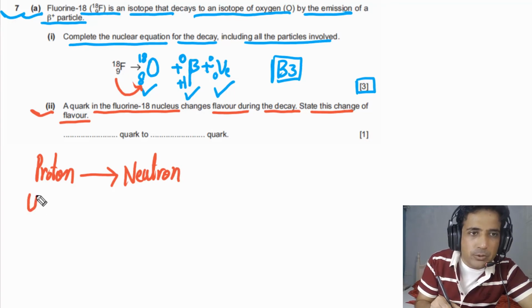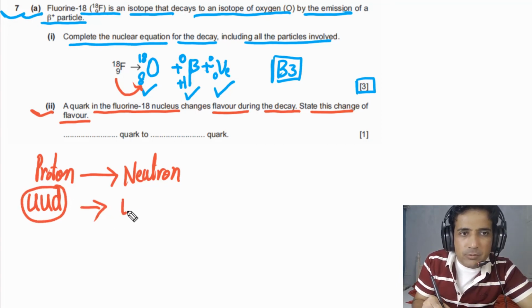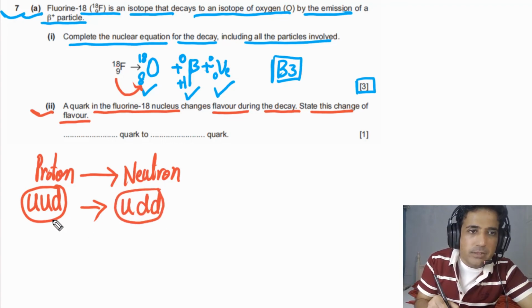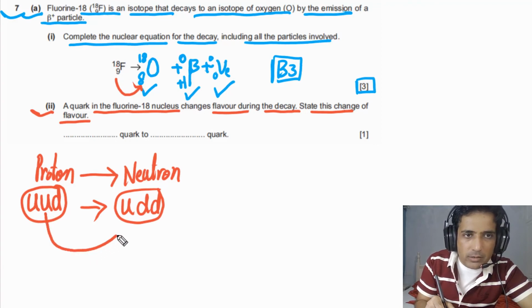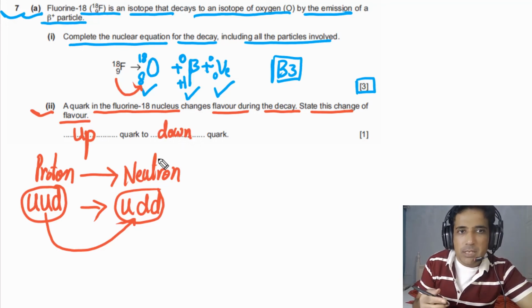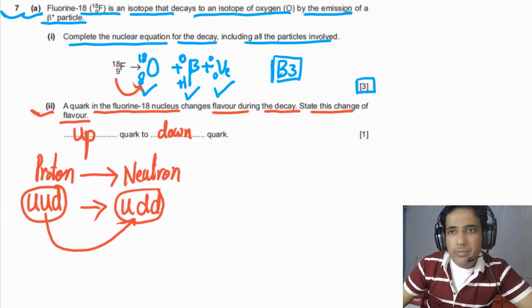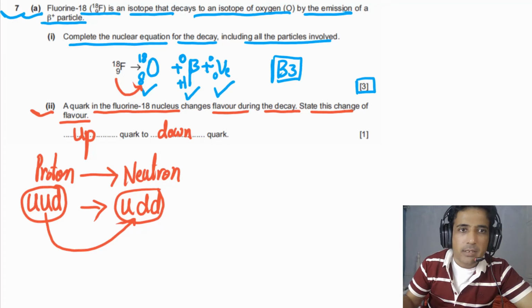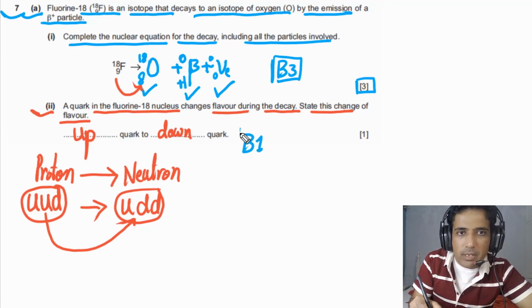If you look at the composition of a proton, a proton has 2 up quarks and 1 down quark. And a neutron has one up quark and two down quarks. It simply means that in this case, one up quark decays into one down quark. That's all we need to write down as the answer to this question. Or simply we can say an up quark changes into a down quark. And this question has only 1 mark. If you have written this one, you will get 1 mark, and this is a B mark.